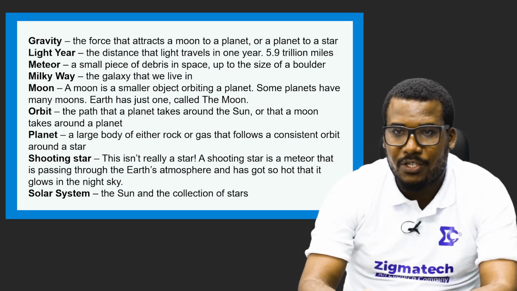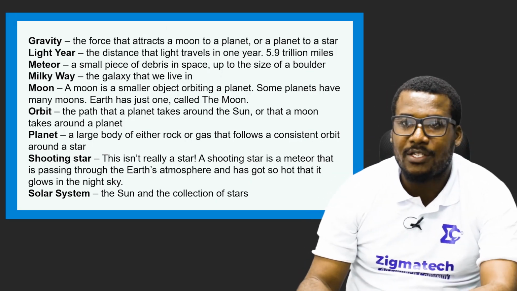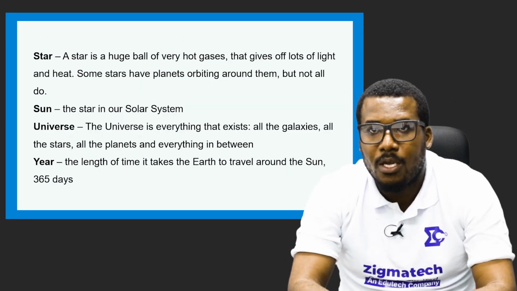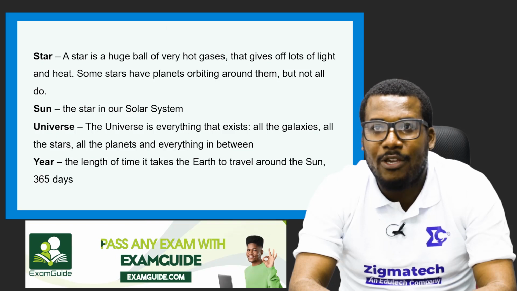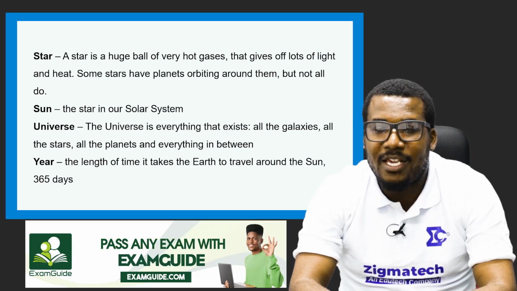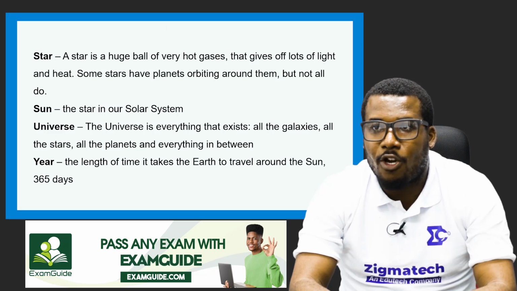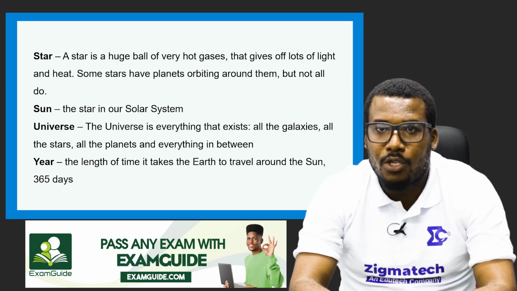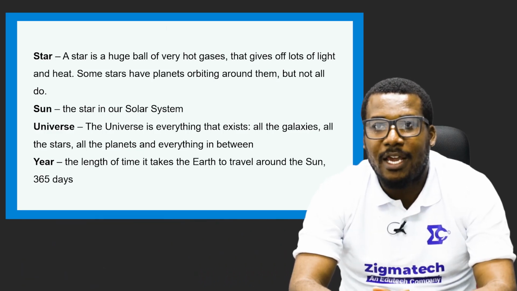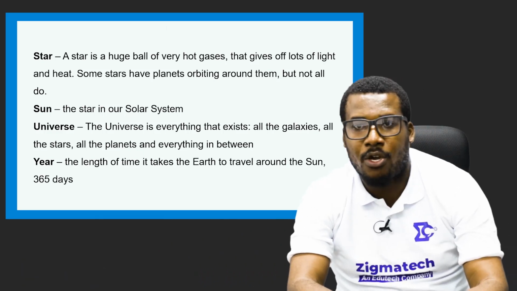Then we have the solar system, the sun and the collection of stars and planets found in our world. Then we also have the star. A star is a huge ball of very hot gases that gives off lots of light and heat. Some stars have planets orbiting around them, but not all do. The star in our solar system is known as the sun.